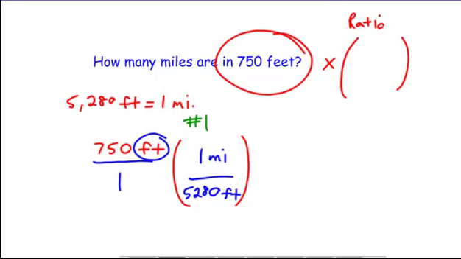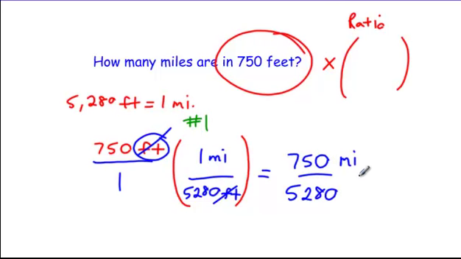We're left with 750 times 1 across the top, and 1 times 5,280 on the bottom. 750 divided by 5,280 is 0.14. So, in 750 feet, there are 0.14 miles.